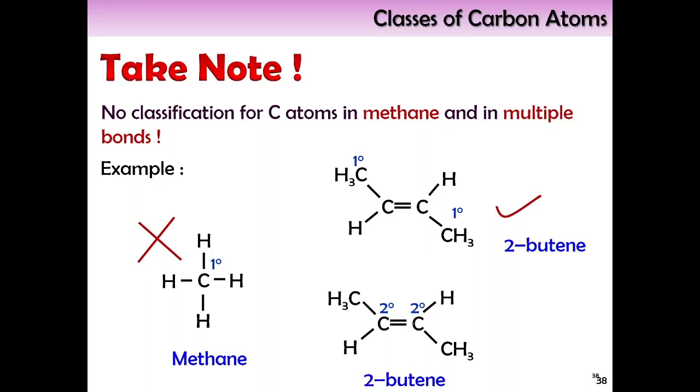Okay, this one is not correct. Why? Because the double bond is not sp3. This one is actually, if you still remember from last semester, this one is sp2. The hybridization is sp2. So no, we didn't classify for sp2. No, we only use the classes of carbon atom for sp3. This one is sp3 because everything is single bonded.